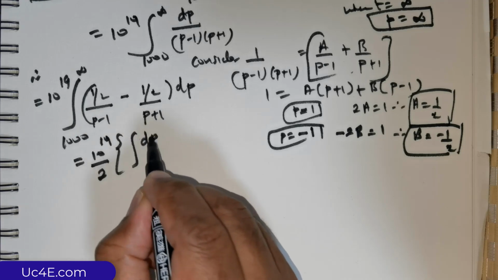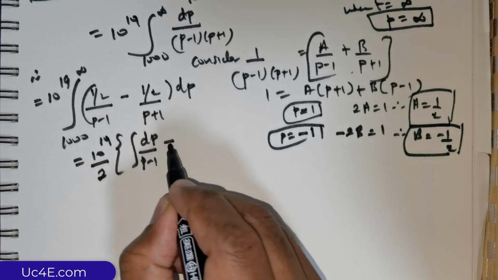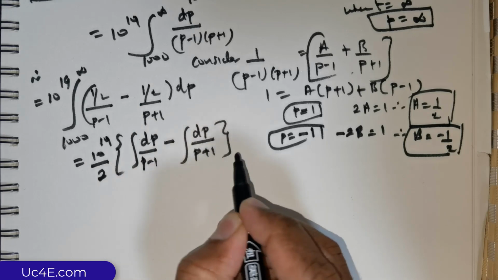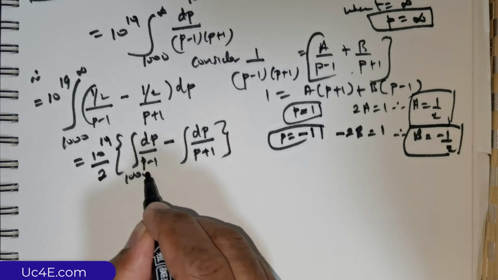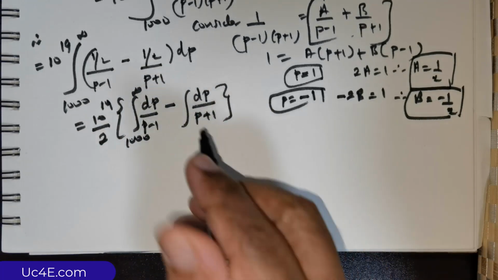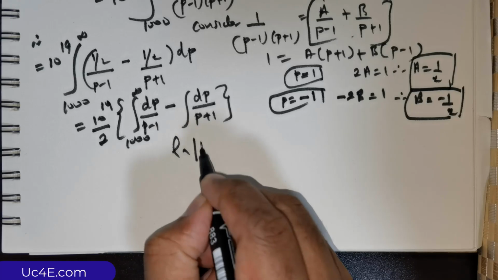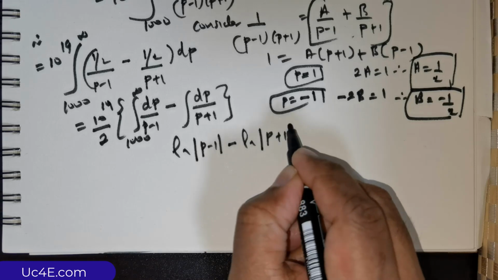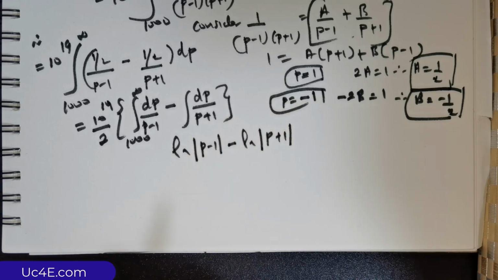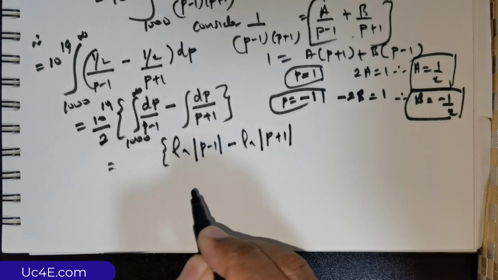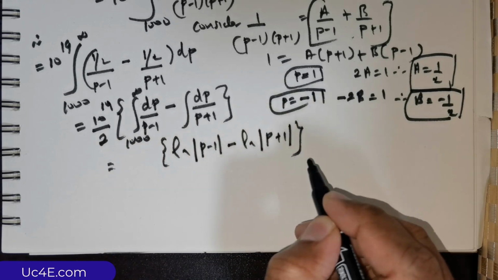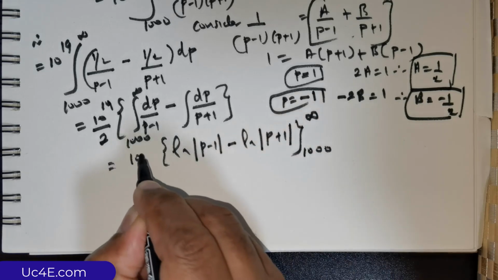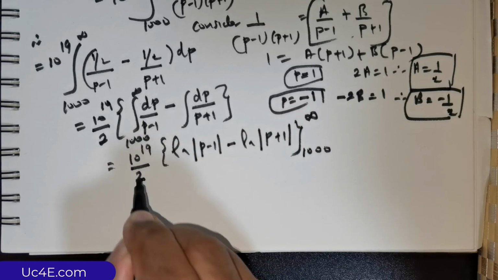So this is going to be integral dp divided by p negative 1 negative integral dp divided by p positive 1. The limits are 1000 to infinity. So this would give me ln modulus of p negative 1 negative ln modulus of p positive 1. This is what I would be getting. And this is equal to, of course, I need to substitute the limits. The limits are 1000 to infinity. Over here, I get 10 raised to the power of 19 divided by 2.